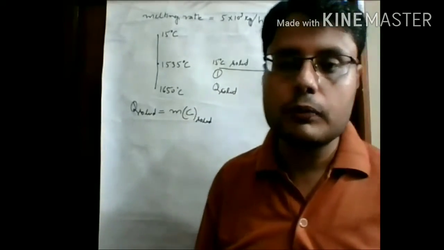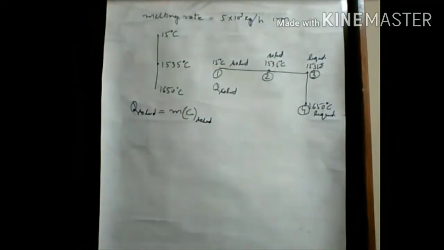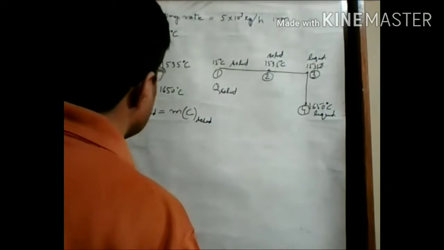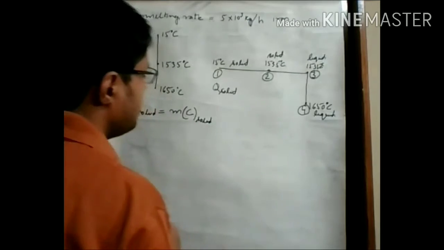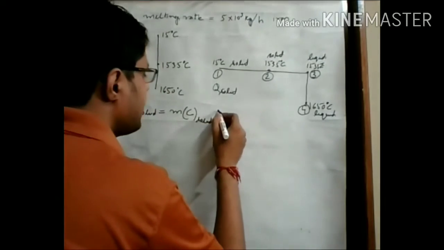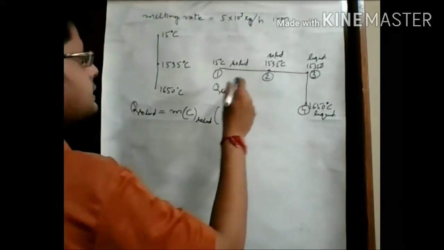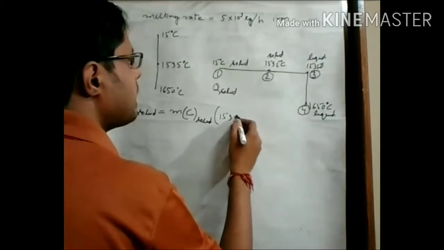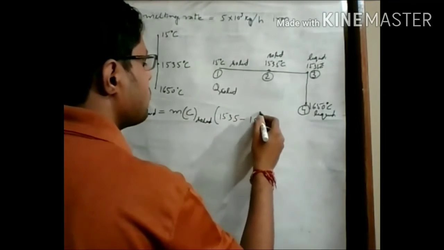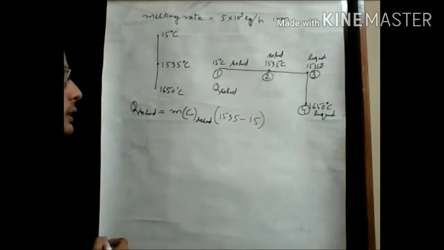So if we note down this heat requirement equation, that is m c, the specific heat in a solid state, and delta T. What is delta T? That is T2 minus T1, that means 1535 minus 50.